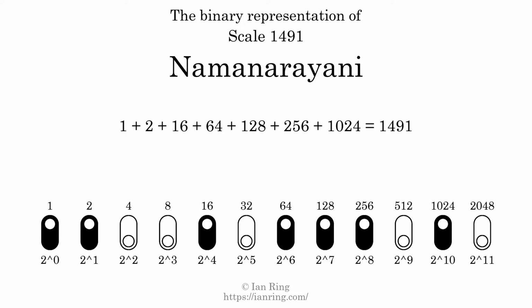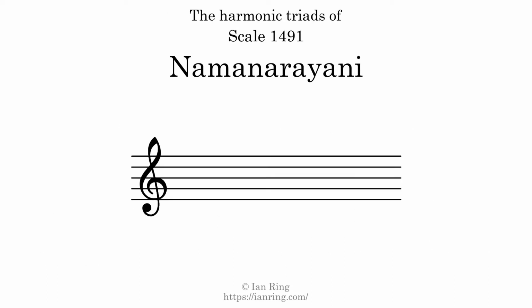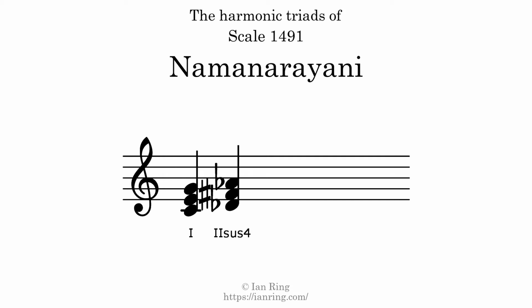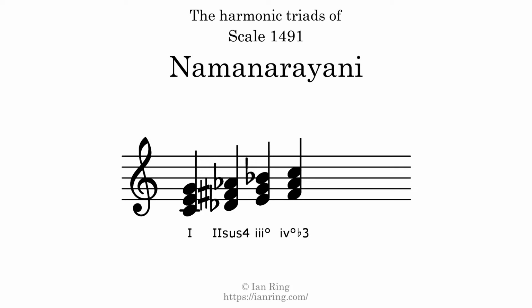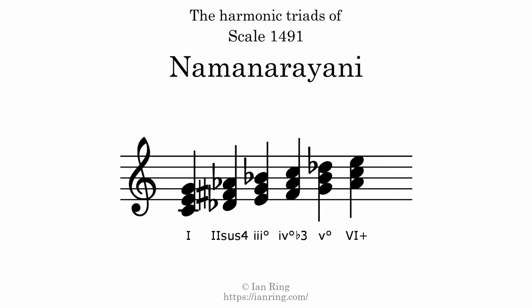1491. The scale number not only enumerates the scale with a unique index, but it also literally describes the tonal content of the scale. Represented as a binary number in base 2, the scale number is 0101110100011. Here are the harmonic triads present in this scale. Major, sus4, diminished, diminished flat 3, diminished, augmented, unnamed.